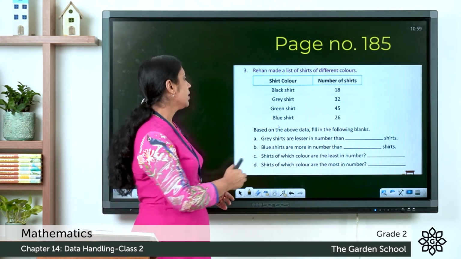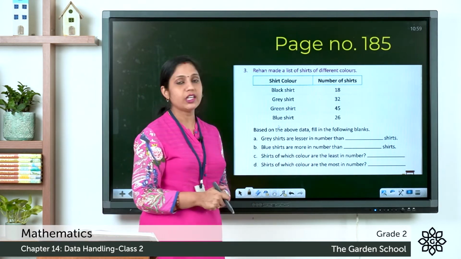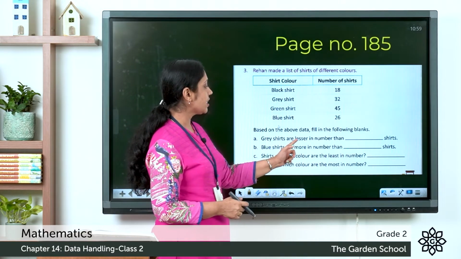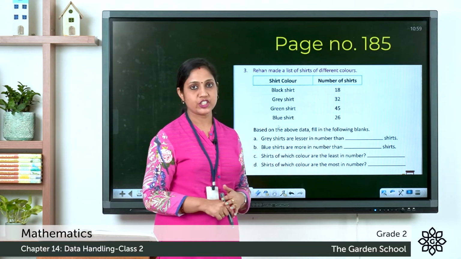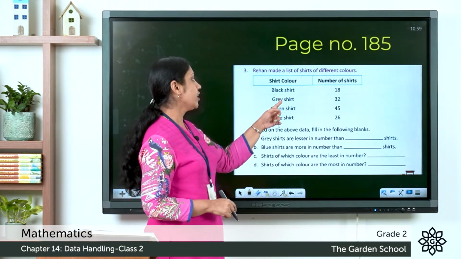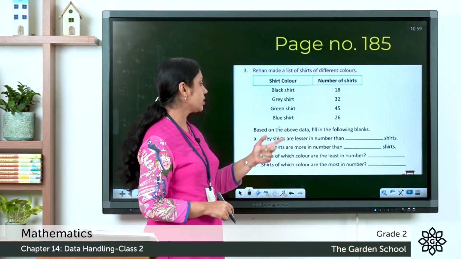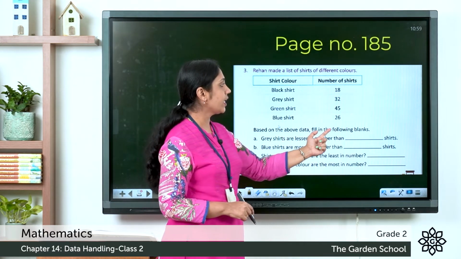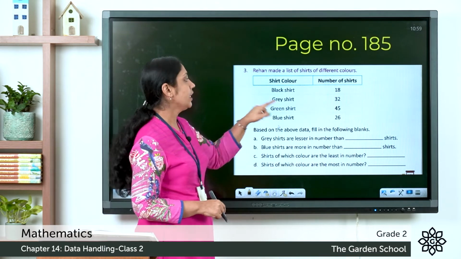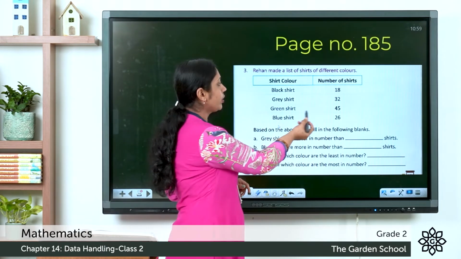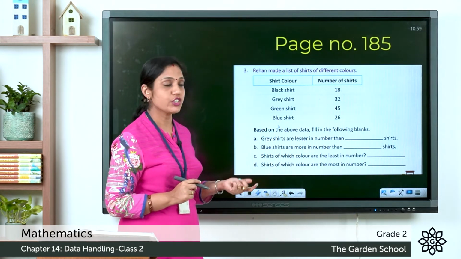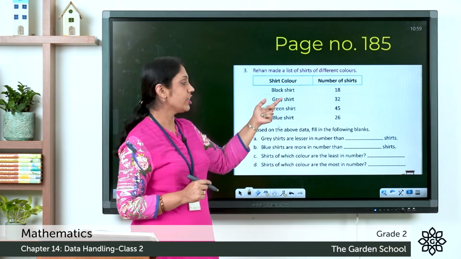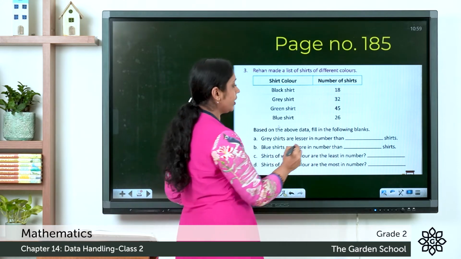Let's do that. Based on the above data, fill in the following blanks. A. Grey shirts are lesser in number than dash shirts. So look here, grey shirt is 32. So what is the question? Grey shirts are lesser in number than green shirts. Here you can see the number of green shirts is 45. So it's lesser. Grey shirt is lesser than green shirt. So we can write here green.